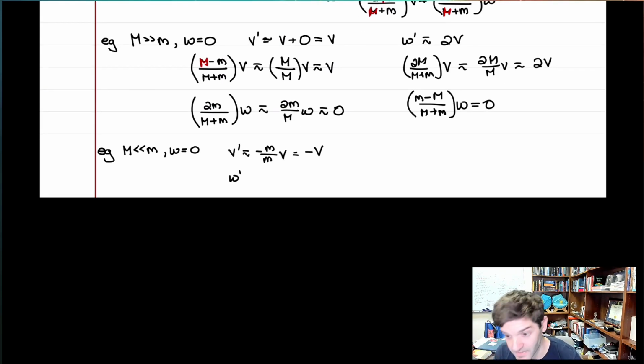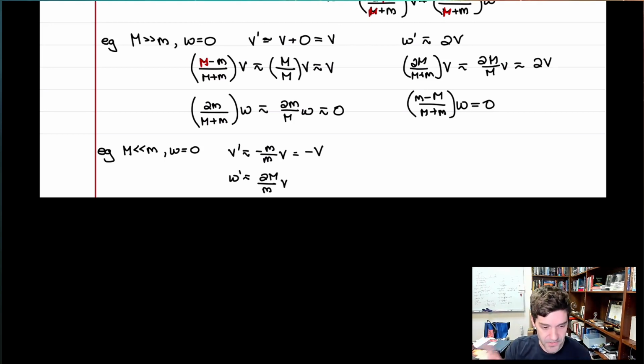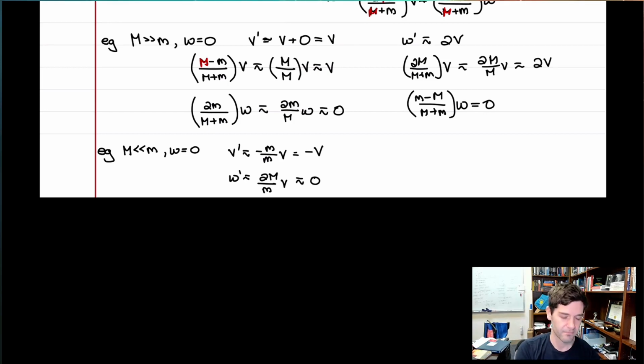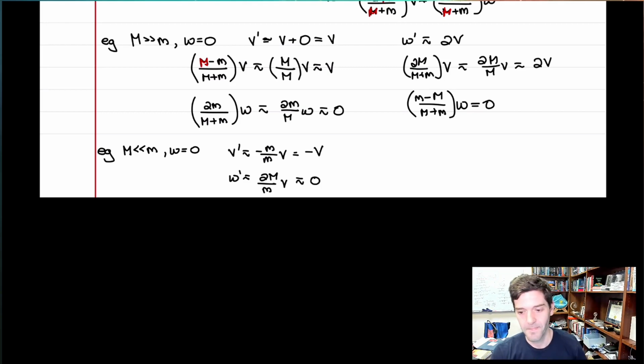And then what does the wall end up doing? Well, it ends up being 2 big M over little m times v. But since the denominator is huge in this case, this is approximately 0. Which kind of makes sense. I throw a marble against a bowling ball. As a result, the bowling ball really doesn't care, and the marble bounces back.